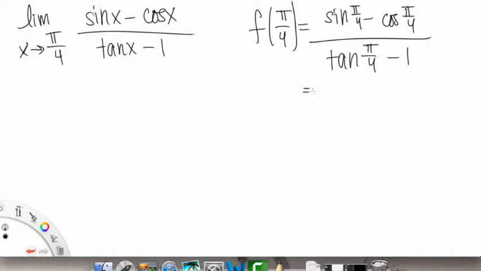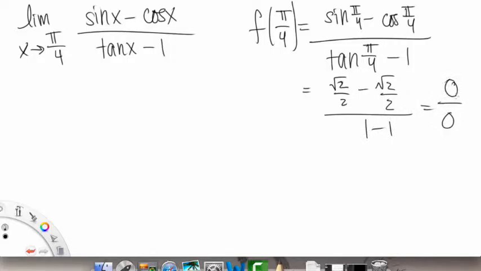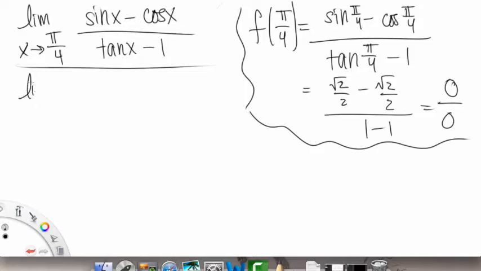On the top, that's basically just square root of 2 over 2 minus square root of 2 over 2, over 1 minus 1, which turns out to be the indeterminate 0 over 0. So we do definitely have to change around our f of x to look a little bit differently. So this is how we'll do so.